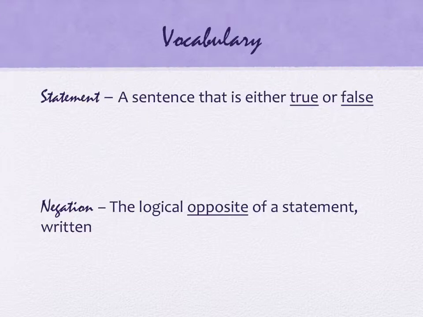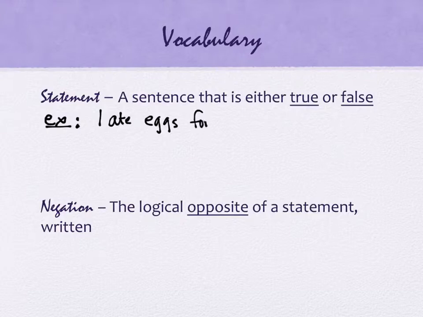A statement is a sentence that is either true or false. For example, I ate eggs for breakfast. Okay, if I say that, it's either true or it's false. There's no sort of, well, I sort of kind of ate eggs for breakfast. No, I either did or I didn't. Okay, that's a statement.